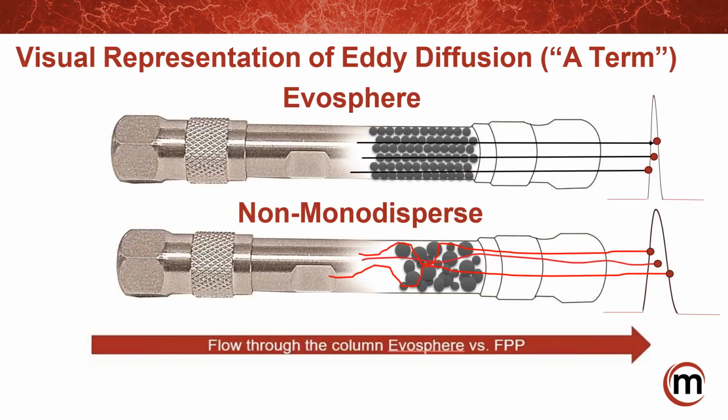So what does that look like visually? Well, on the top, you can see what we would call our Evosphere monodisperse material, and then a graphical or pictorial representation of what a non-monodisperse or polydisperse material looks like. And you can see as analytes travel through the column, naturally, if they don't have a lot of interstitial space to go through, you're not going to get a lot of band dispersion going down the length of the column. So what does that mean? Well, you get tighter peaks.